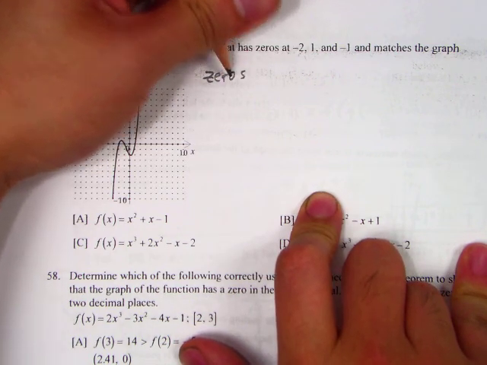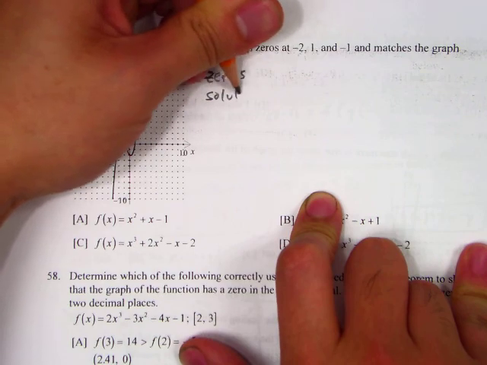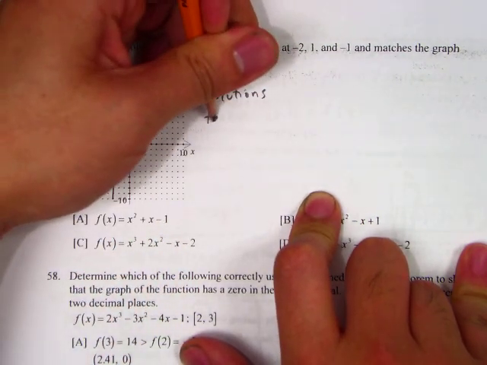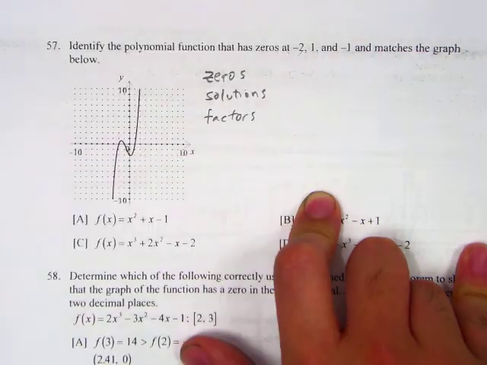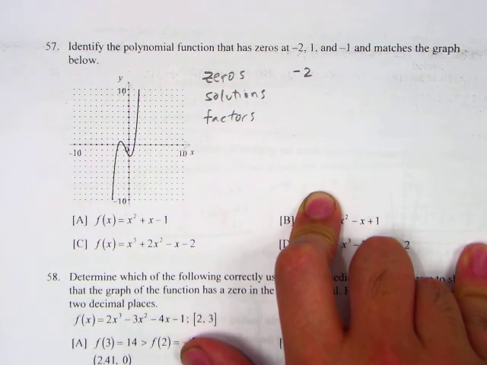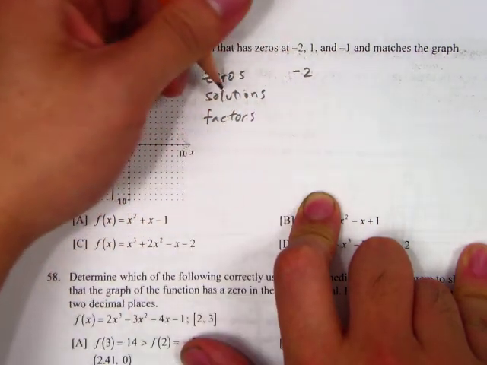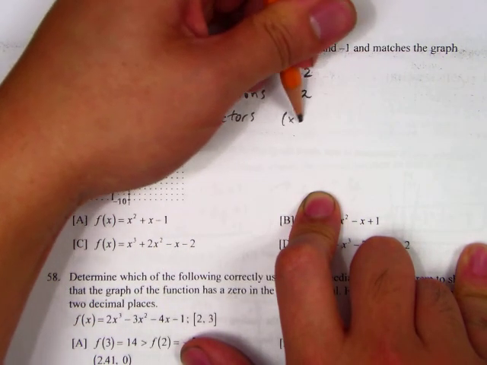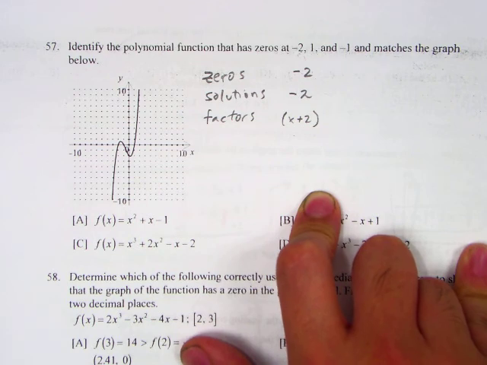Zeros, solutions, and one other one I want to talk about, factors. If I know there's a 0 at -2, I also know that there's a solution at -2, and I also know that x plus 2 is a factor of my polynomial. X plus 2 can be factored out.